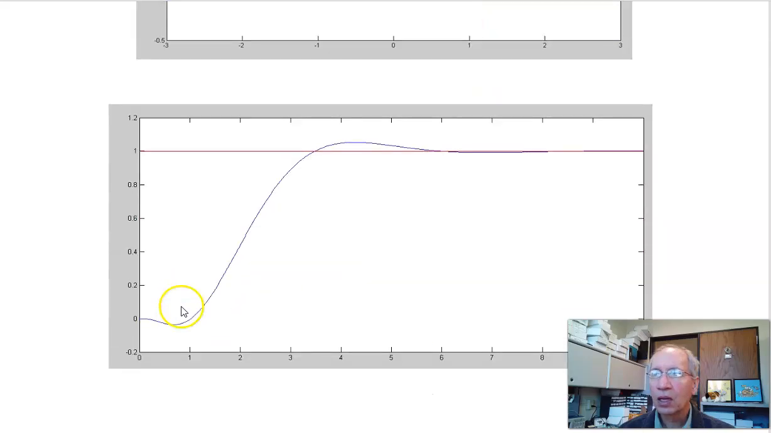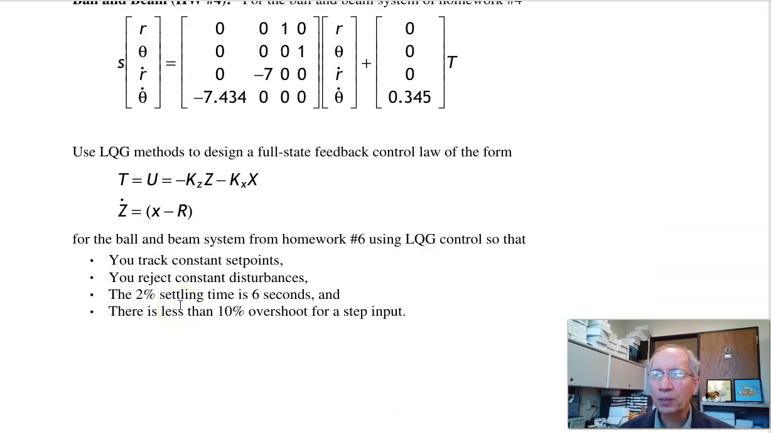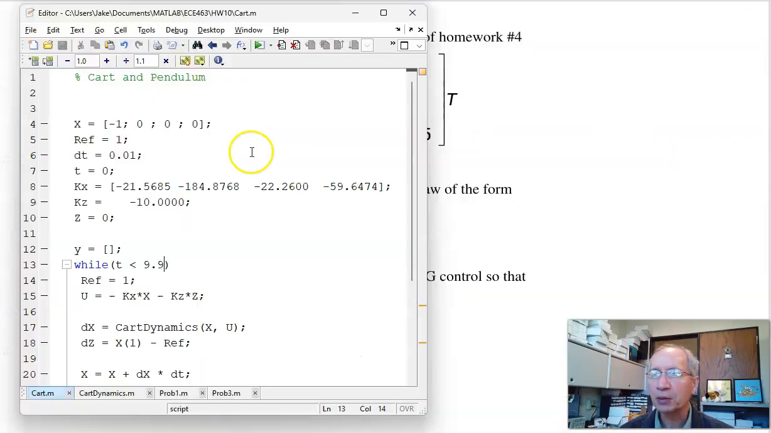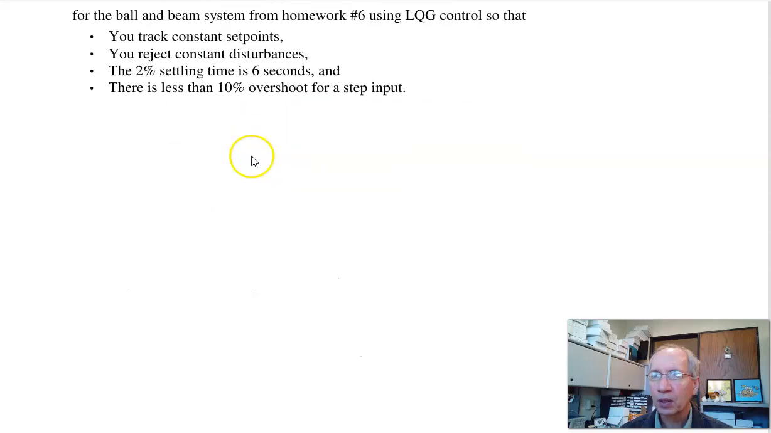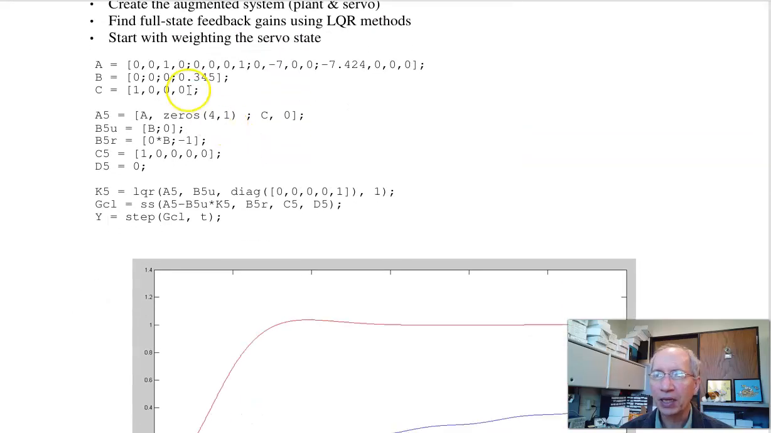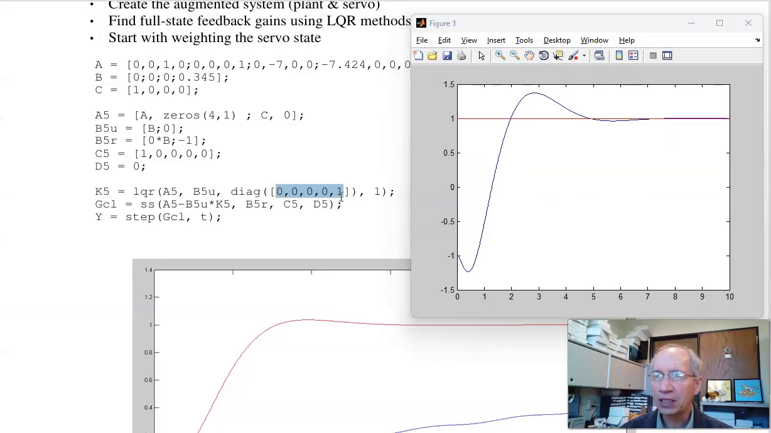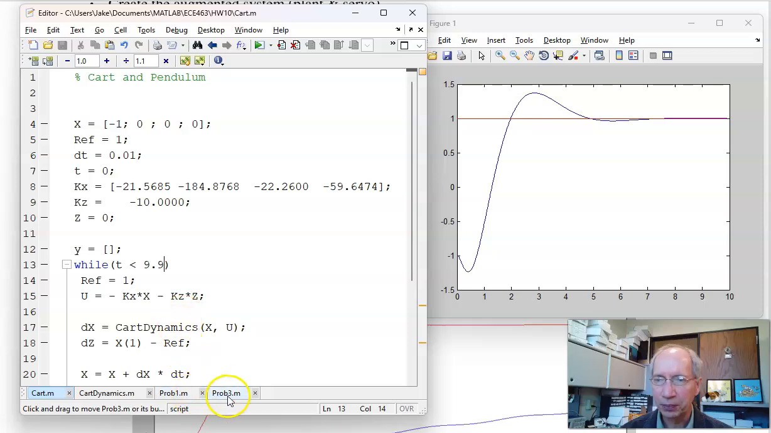Next problem. Look at a ball and beam system. Use LQR methods to try to find the feedback gains for this one. So here the procedure is almost the same as before. I define the plant, the augmented system, plant plus servo compensator, find the feedback gains. Here's the weighting on Q. Start with the weighting on the servo compensator and play with the gains until it's reasonable.